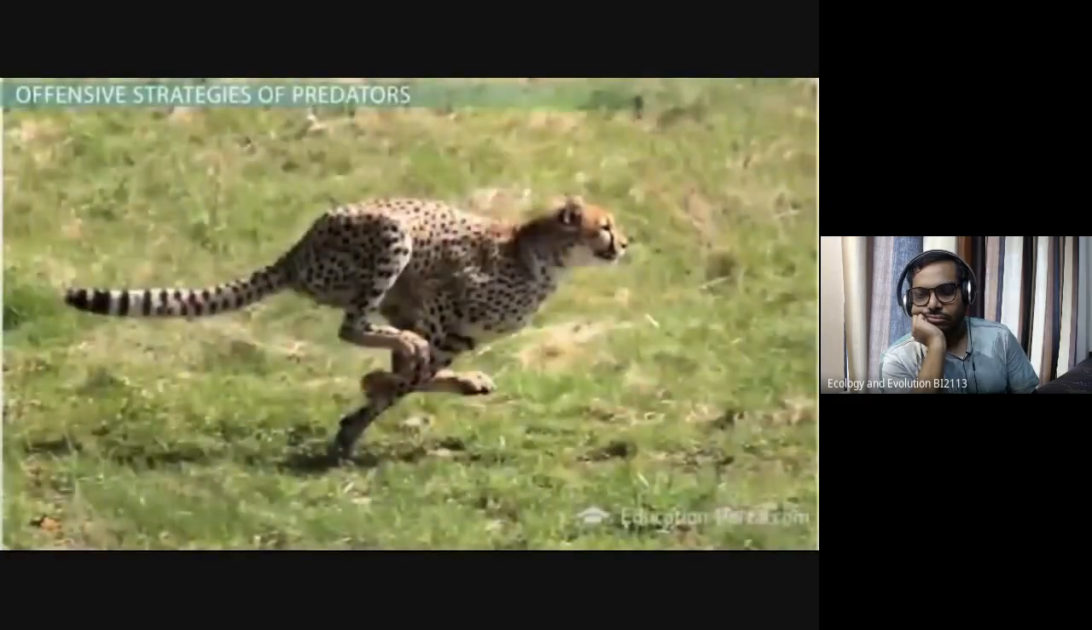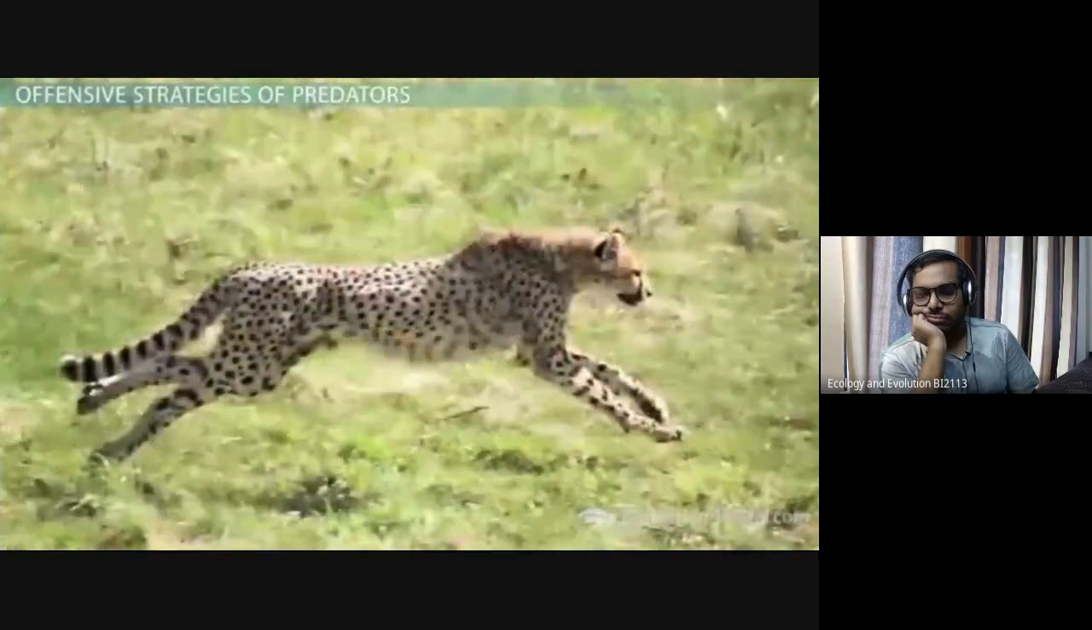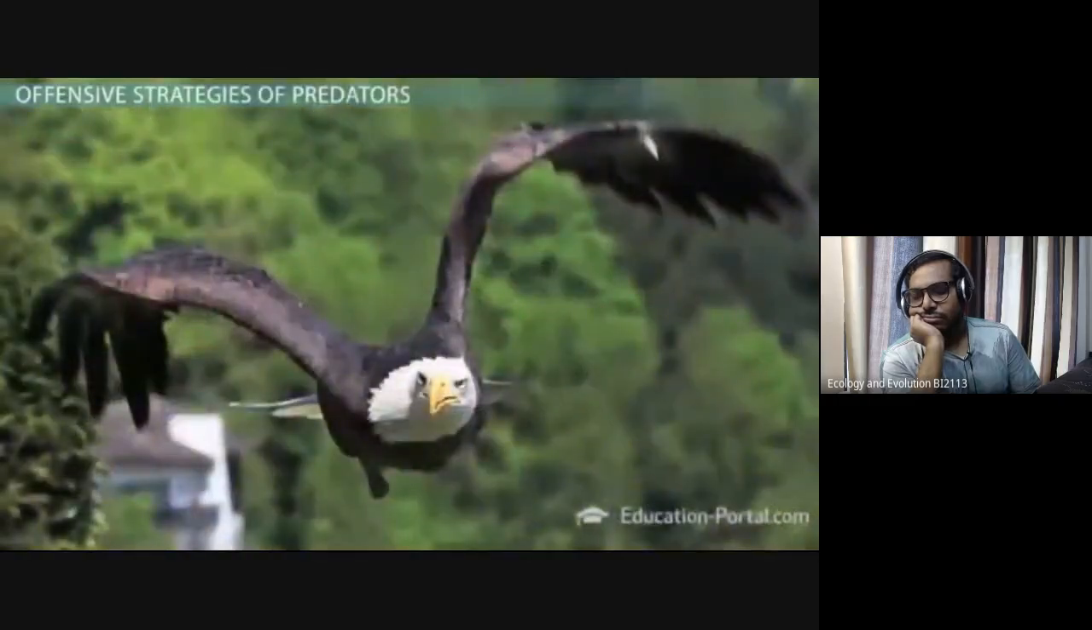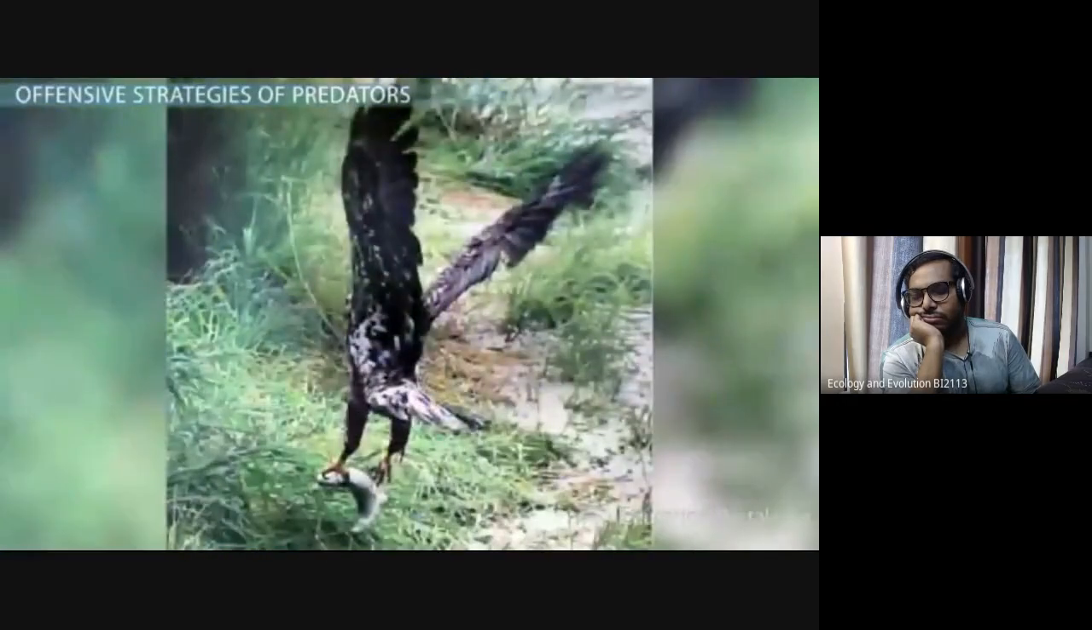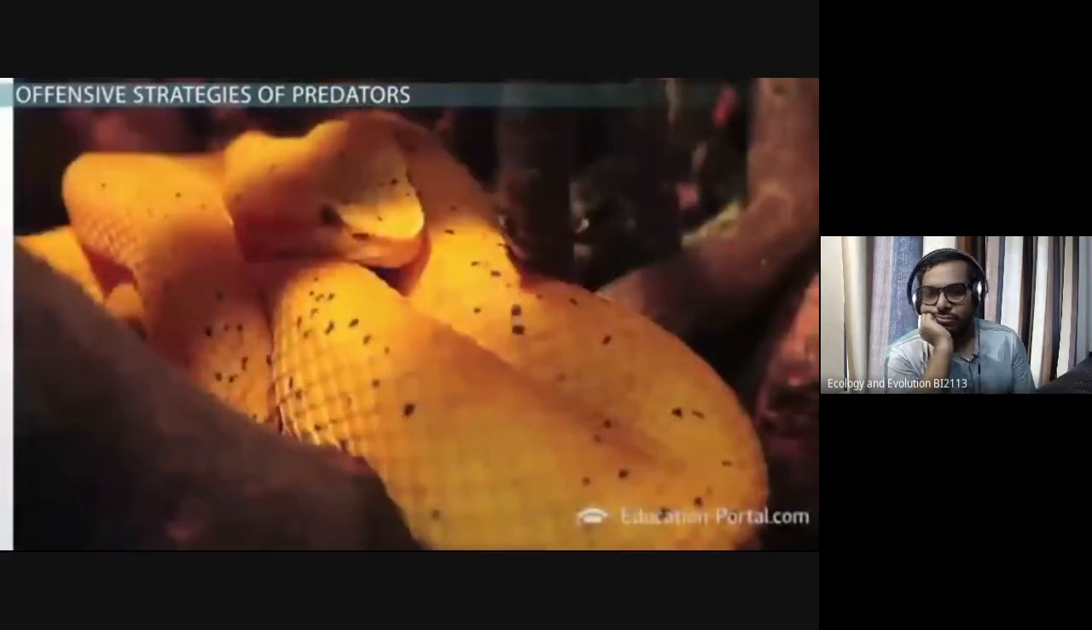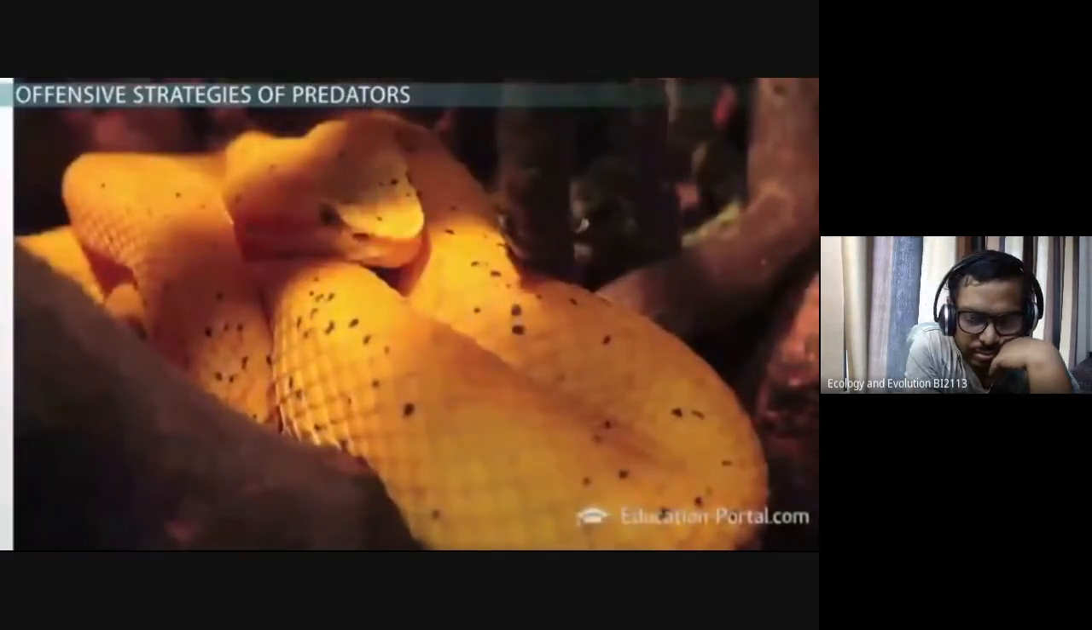So far, we've focused mainly on defensive strategies used by prey, but predators can also use some of the strategies already mentioned to help them capture or kill their prey. Cheetahs use their speed to outrun their prey, and eagles, hawks, owls, and falcons use flight to their advantage while hunting. Venomous snakes, spiders, and wasps use poisons to either kill or immobilize their prey. Some predators even use mimicry to capture prey.